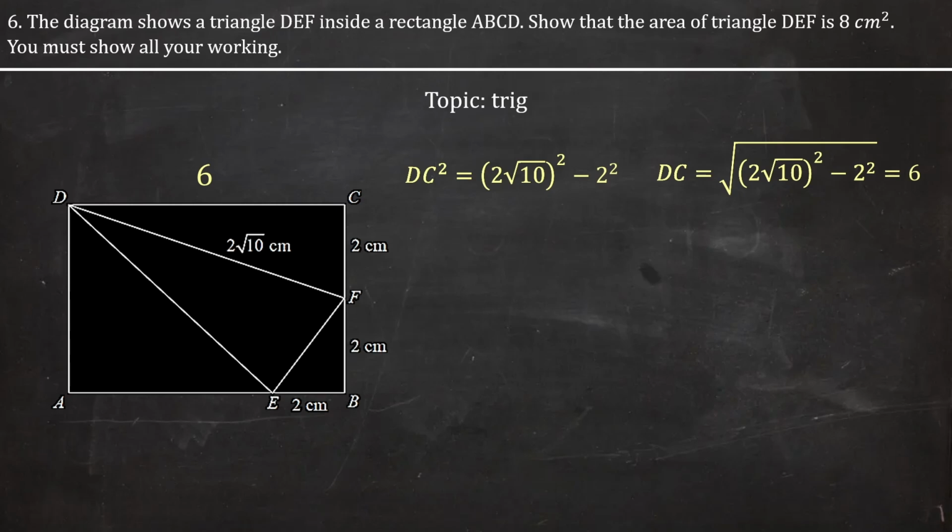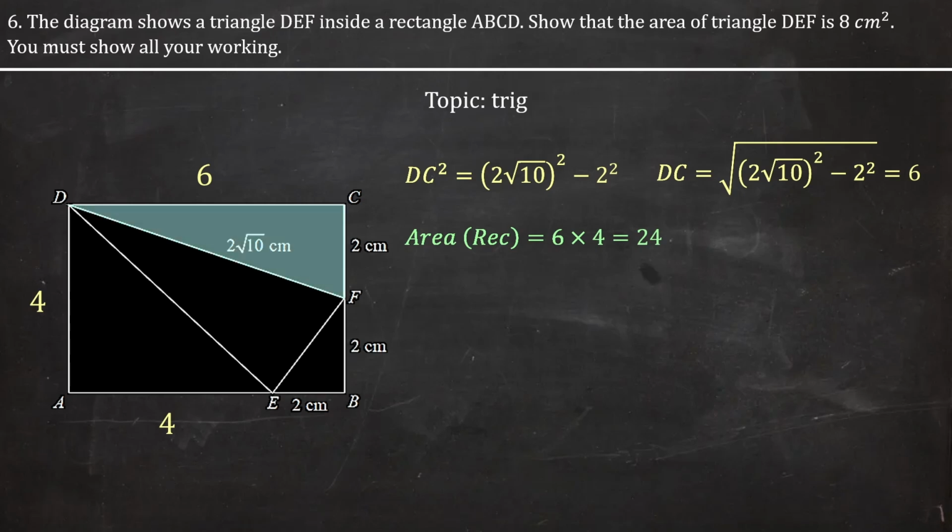If DC is 6, we know that DA is 4 because CF and FB are both 2. And we can also find that AE is 4. Now that is all the information that we need, because now we can find the areas of the triangles. So first, the area of the big rectangle, everything. The area of the rectangle is going to be 6 times 4, which is 24.